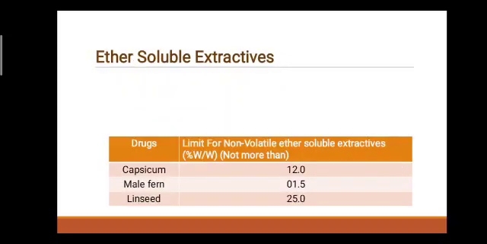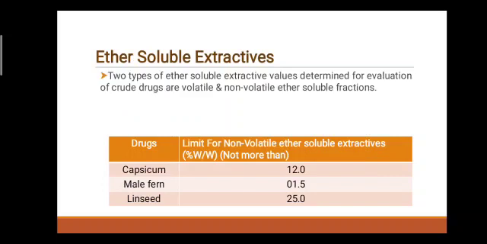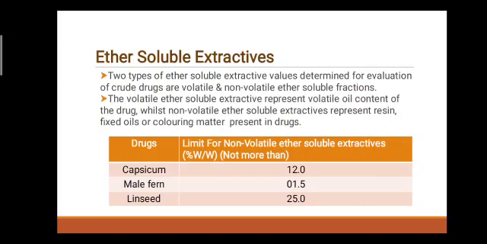The next, ether soluble extractives. Two types of ether soluble extractives values are determined for evaluation of crude drugs: volatile and non-volatile ether soluble fraction. The volatile ether soluble extractive represents the volatile oil content of the drug, whilst non-volatile ether soluble extractives represent resin, fixed oils or coloring matter present in drugs.